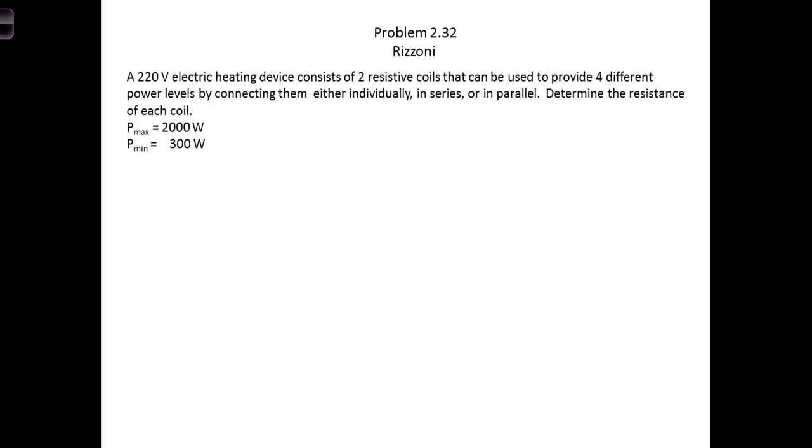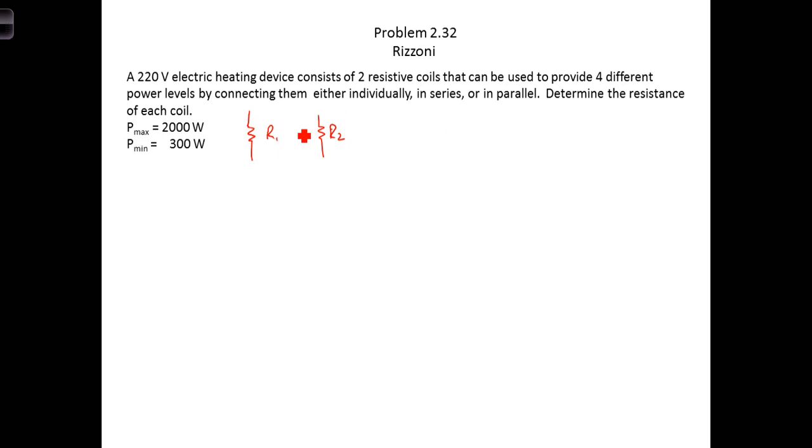So here's the deal. We've got two resistors, call them R1 and R2, that can be connected to 220 volts either individually, or they can be connected to the 220 volts in series with each other, or they can be connected to the 220 volts in parallel with each other. And each of those different connections then will give us one of 4 different powers. All right, how do we pursue this?